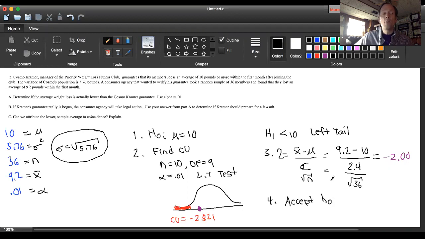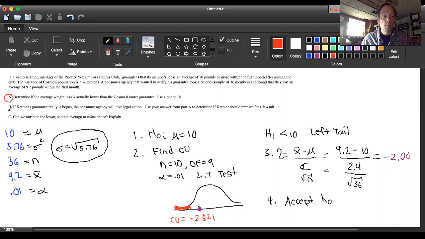And now I have all the information that I need to go ahead and make my summary statement. I'm going to say that it appears the average weight loss is actually holding at 10 pounds. I'm going to use all that information to take a look at part A. Determine if the average weight loss is actually lower than the Cosmo-Kramer guarantee. Based on the information I found, no, it appears that it's not actually lower than his guarantee.